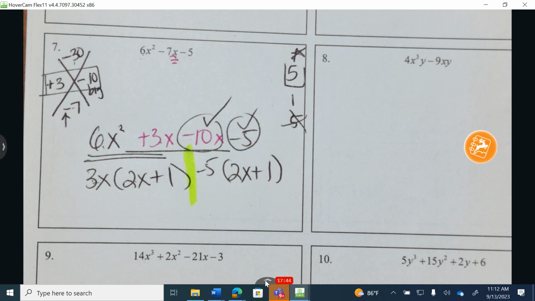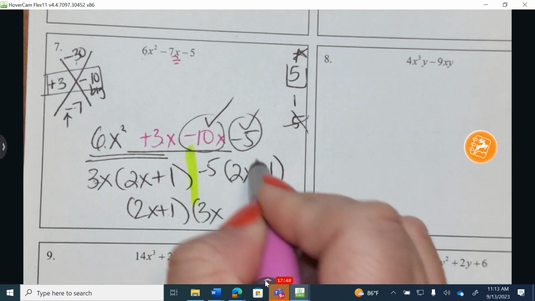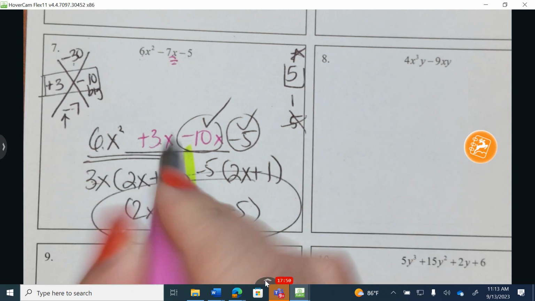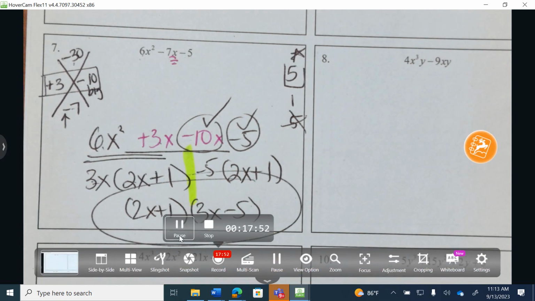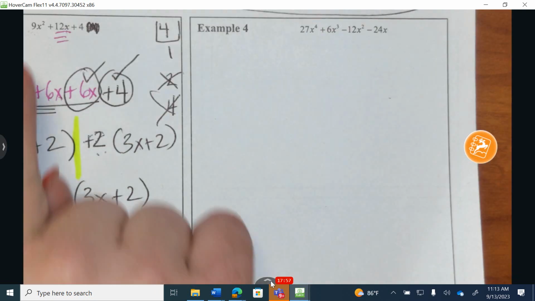Split it in half. They both have 2x plus 1. In front of the first is 3x. In front of the back is a negative 5. Now, what's different about examples 1, 2, and 3 is we only had 3 terms.